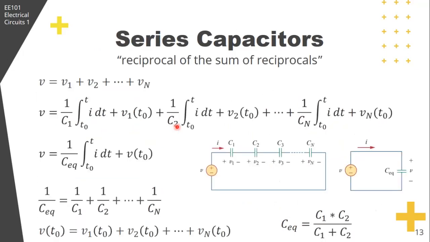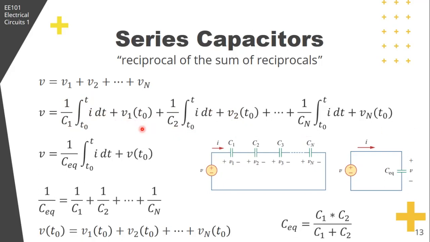In a pod, if the capacitors are in series, we have to apply KVL. So applying KVL, the voltage across C1, isn't it that our expression for the voltage-current relationship of the capacitor is 1 over C1 integrate from T sub O to T, i dt, plus V1 at T sub O, which is its initial voltage. It is the same for the second capacitor up to the nth capacitor.